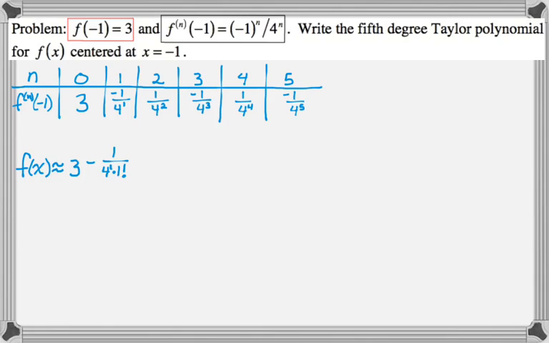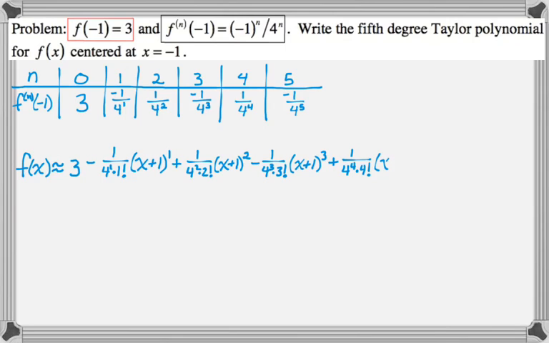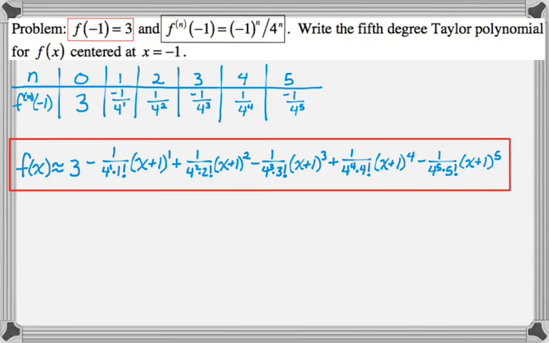So instead of writing -1/4 to the 1st over 1 factorial, I brought that 4 into the denominator already, and I'm going to continue doing that. Now don't forget here, I'm centered at -1, so this is going to be x plus 1 to the 1st, because it's minus -1 to the 1st, and we can just go from there. So once you know the formula, it all just comes down to figuring out all these derivatives, and the problems just give you different ways of figuring out the derivatives. And there we go. That's out to the 5th, which is usually about as far as you go because they're a pain in the neck to write.